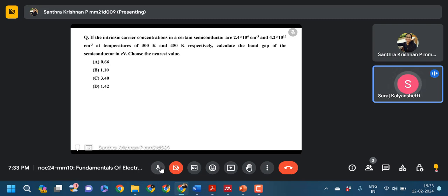Let me directly go there. Between n_i1 divided by n_i2, there is one equation. I'll just go through that. Eg is equal to n_i1 divided by n_i2, T1 by T2 raised to 3 by 2, exponential of Eg divided by, no, not this kB. Yeah, this one is the equation.